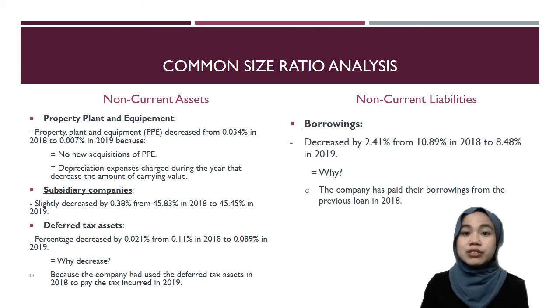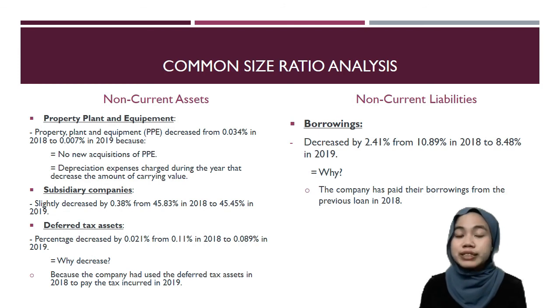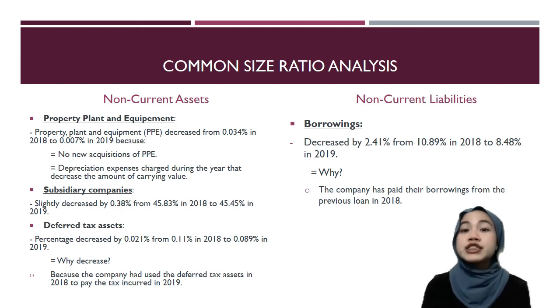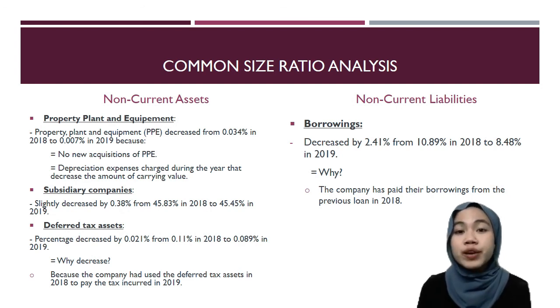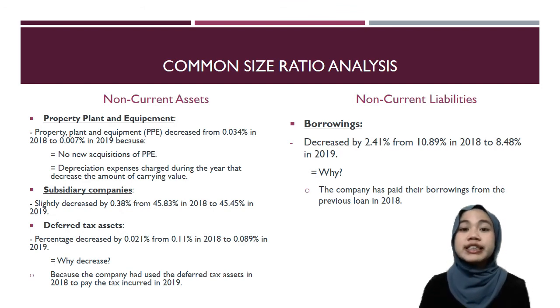Next is the subsidiary companies. There is a slight increase of 0.38% from 44.83% in 2018 to 45.45% in 2019. While for the deferred tax asset, the percentage decreased by 0.021% from 0.11% in 2018 to 0.089% in 2019. This is because the company used the deferred tax asset from 2018 to pay the tax incurred in 2019.